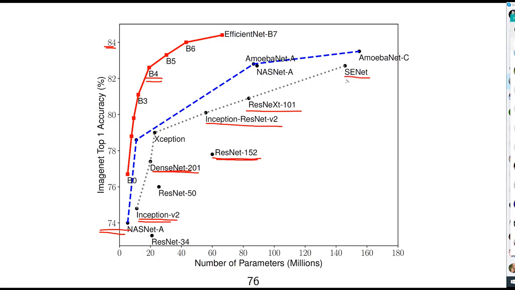This is interesting here, Squeeze and ExciteNet. This had quite a lot of parameters, but the performance was also really good. And Squeeze and ExciteNet, I think this was an architecture that was done by a research lab and not by a major company.